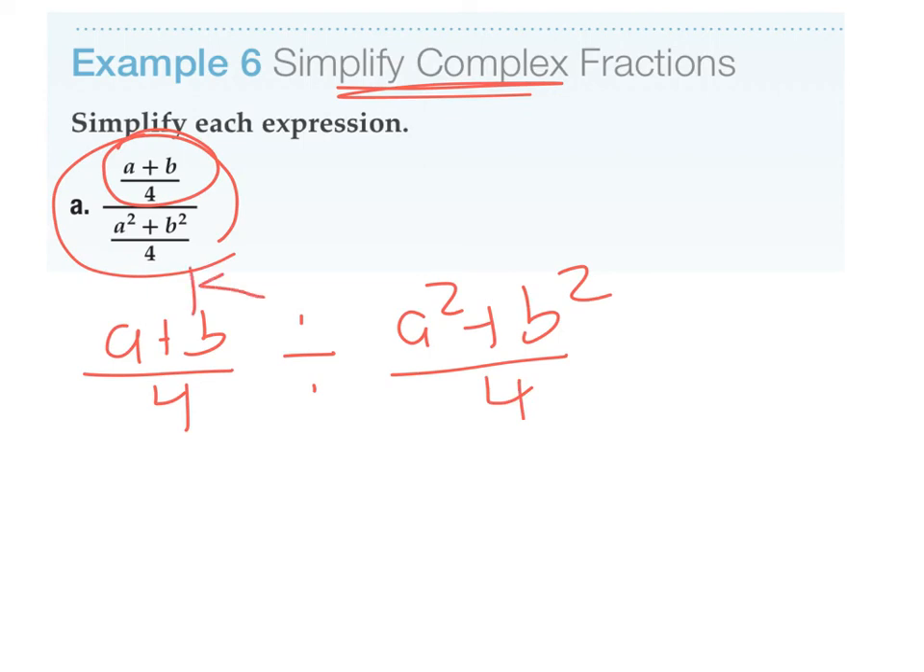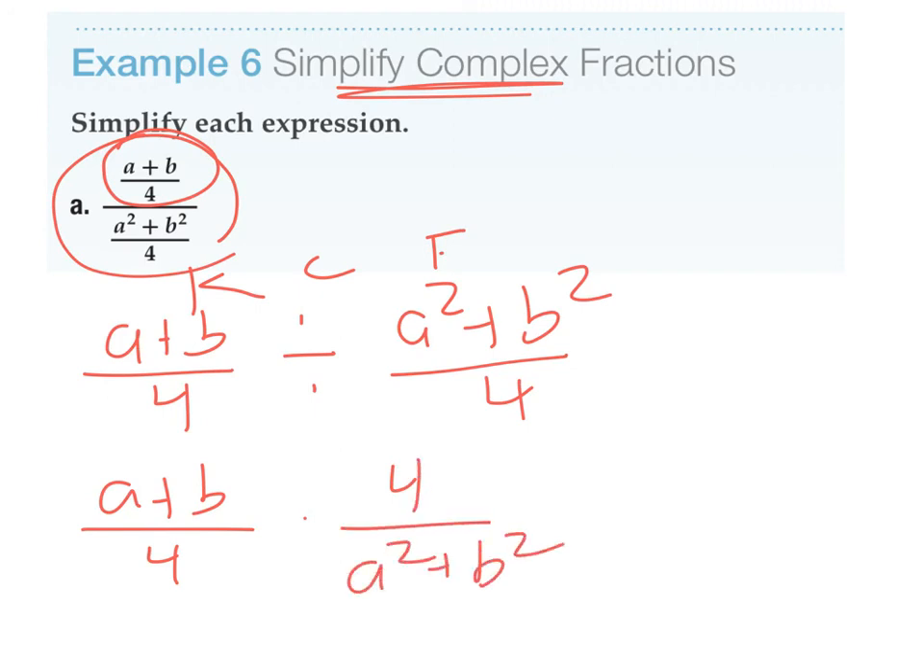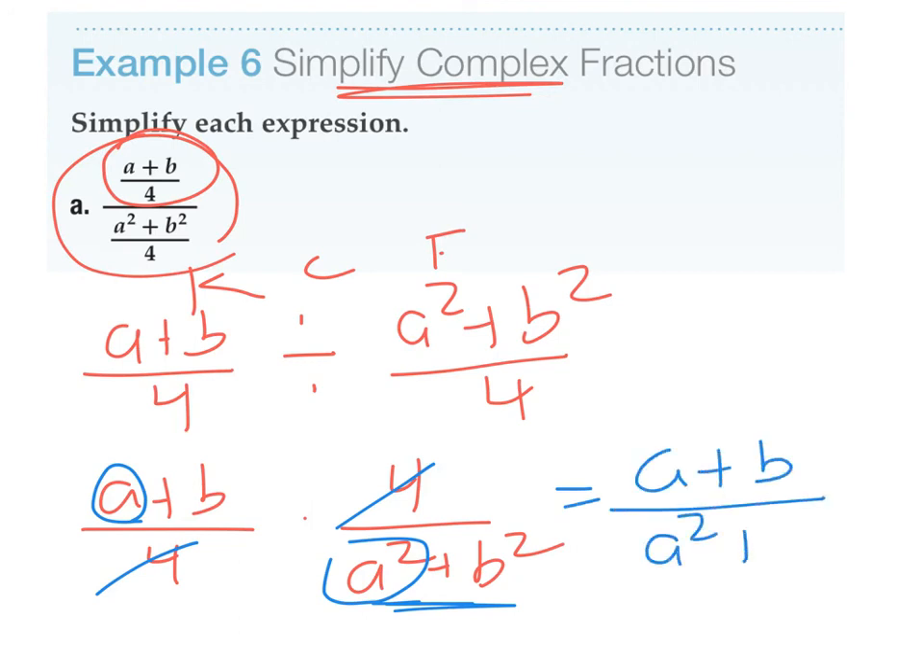So now I can do my keep, change, and flip. So this becomes a plus b over 4, and I'm multiplying now, and I'm flipping: over a squared plus b squared. Now once I have done this, I'm now simplifying or factoring. Neither one of these can be factored, but I do have things alike on top and bottom. And if you look, I have a 4 here and a 4 here. So I'm canceling. But here's the biggest mistake. You cannot cancel this with this because these are not factors. They're being added. And this can't be factored, and neither can this. So our answer ends up being a plus b over a squared plus b squared.